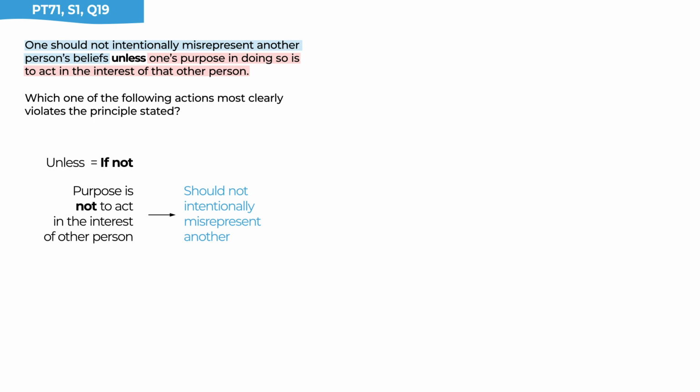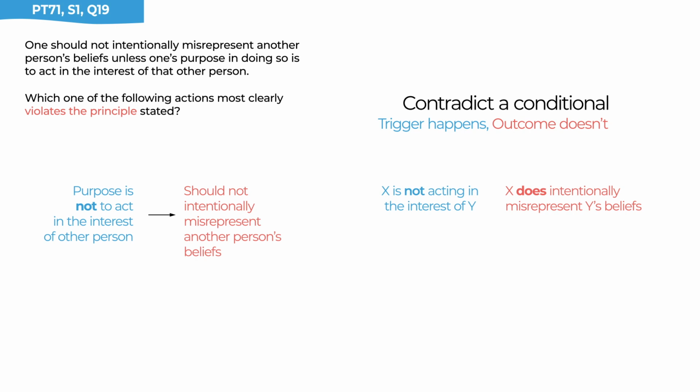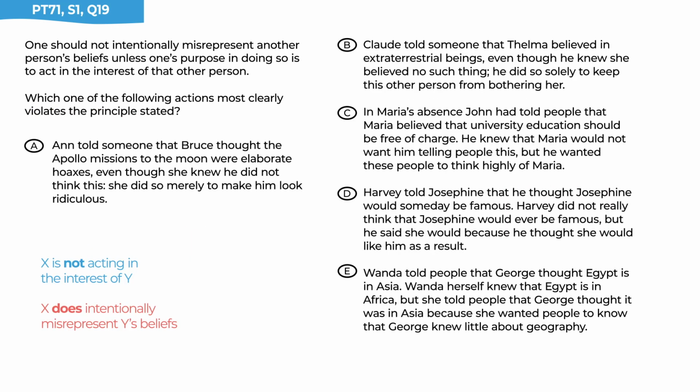Now we have to think, all right, what does it mean to violate a principle? It means to contradict a conditional. And the form for that is I need a counterexample where the trigger happens, but the outcome doesn't. So we can anticipate an answer that would sound like the left side happens, somebody was not acting in the interest of somebody else, but the outcome is opposite of what it should be. This person does intentionally misrepresent the other person's beliefs. If you want, you can pause the recording one more time to double check your answer to see whether it gives you the blue and the red.